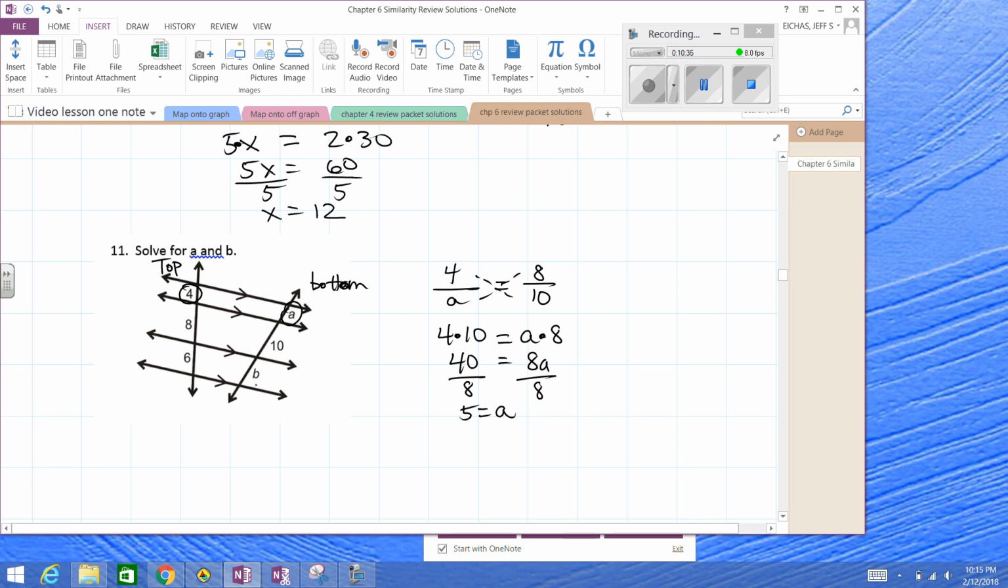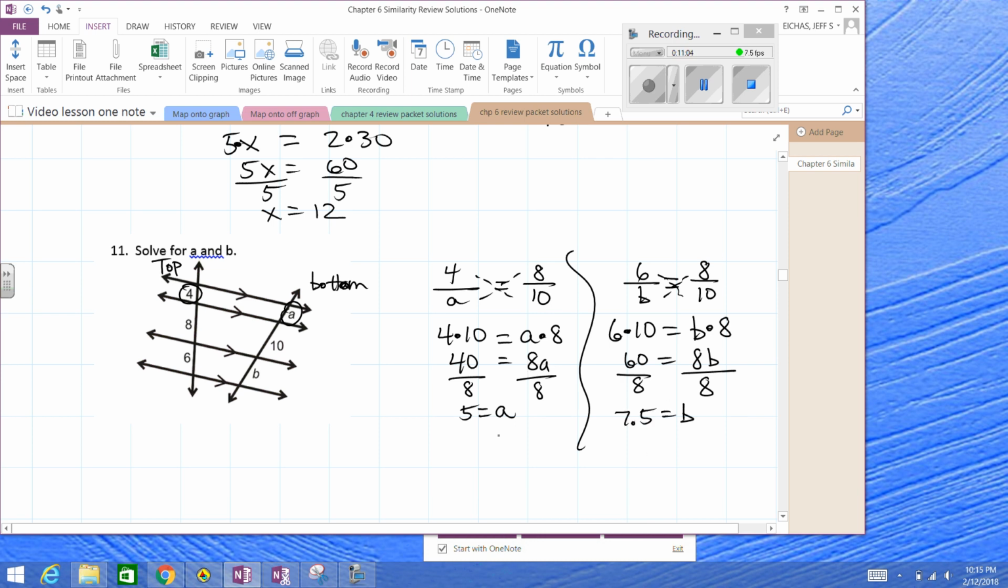Same thing with B. So we can go 6 is to B as 8 is to 10. Now this only works when we have these parallel sides. So we'll do cross products. 6 times 10 equals B times 8. Something doesn't look right there. Well, we're going to get a decimal, it looks like. I think that's 7.5. So A is 5, B is 7.5. All right, that'll be all for this video session.